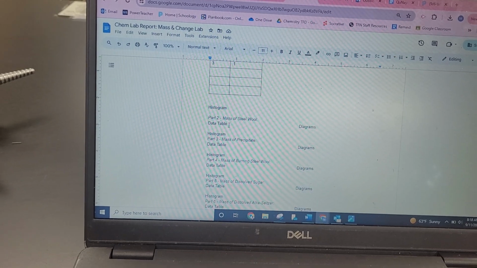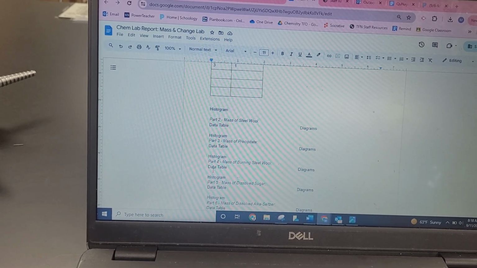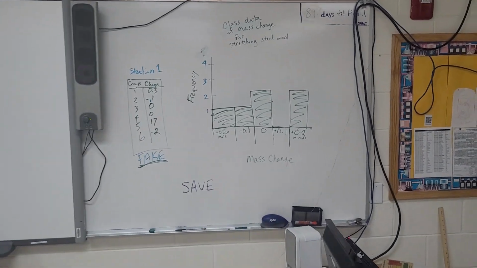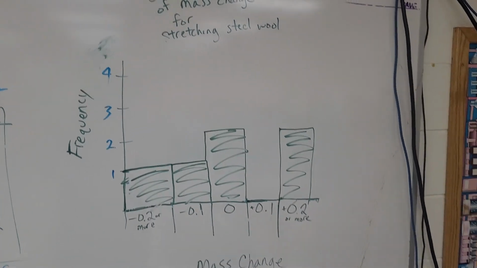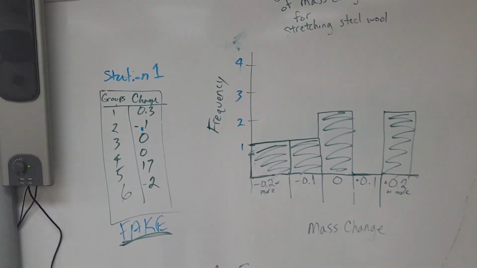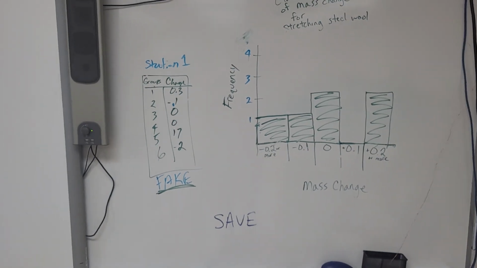You're then going to do that again for part 2. Remember, you're going to have all your data tables already. Now you're going to make your histograms. So what I recommend you do is make all your histograms first on a piece of paper. Take a picture of each one separately. Make sure you change the title for whatever station you're doing that data for, and then you're going to upload it. All right.